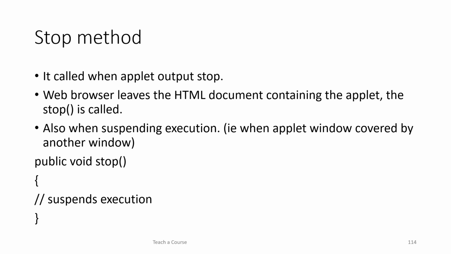The stop method is called when the applet output stops. That is, when the browser leaves the HTML document containing the applet. Also, when suspending execution, that means the applet window is covered by another window. The skeleton is public void stop, suspend execution.